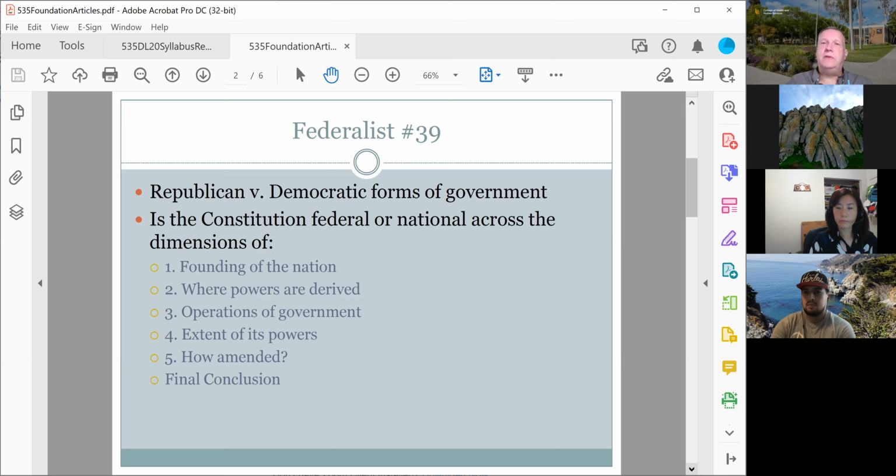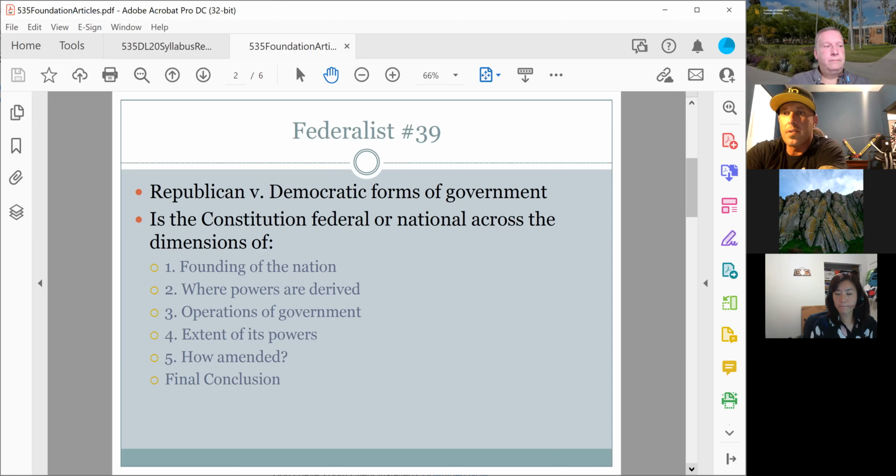And what conclusion does he come to? The founding of the nation, was it national or was it federal? Was it controlled by the central government, or was it controlled by the states? He said the states came first, right? They were the first inceptions of government, and then the federal government would then follow, right? Right, exactly, yeah. Primacy of state government.